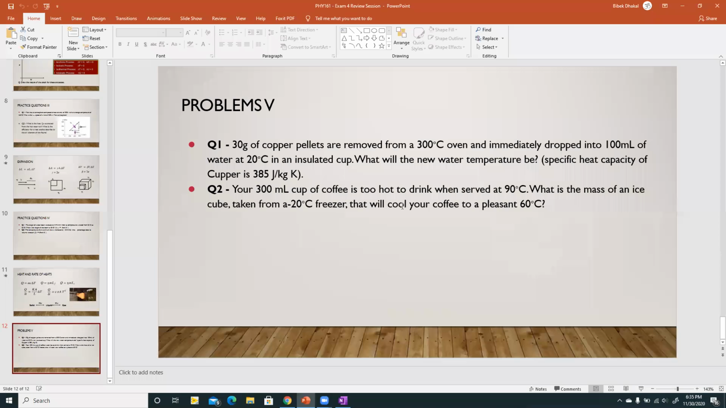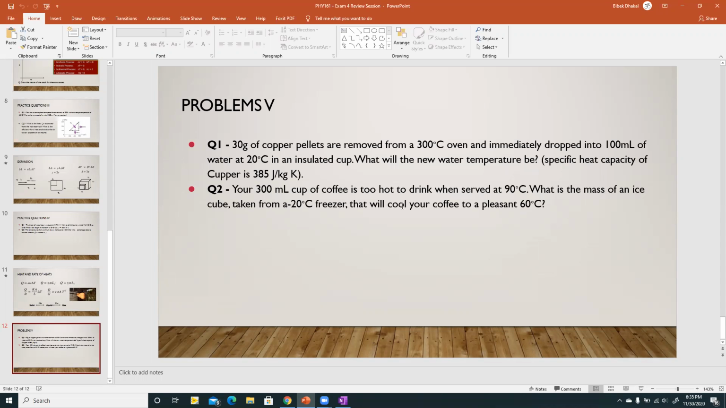So the other one is quite complicated compared to this one. In this case, you have a 300 milliliter cup of coffee that is too hot to drink when served at 90 degrees. So for that, we added some ice that is about minus 20 degrees centigrade, taken out of the freezer. It will cool your coffee to 60 degrees centigrade.